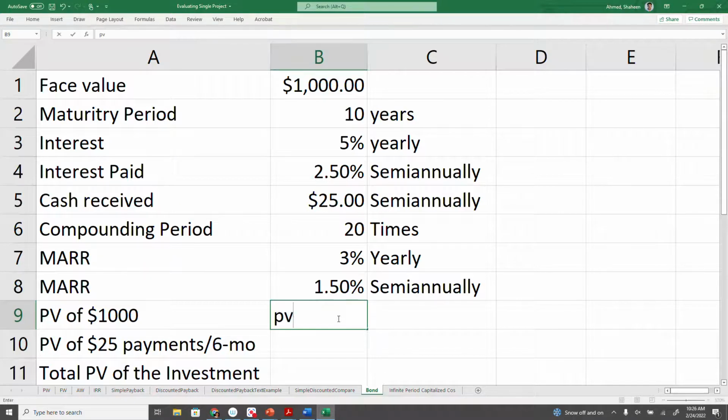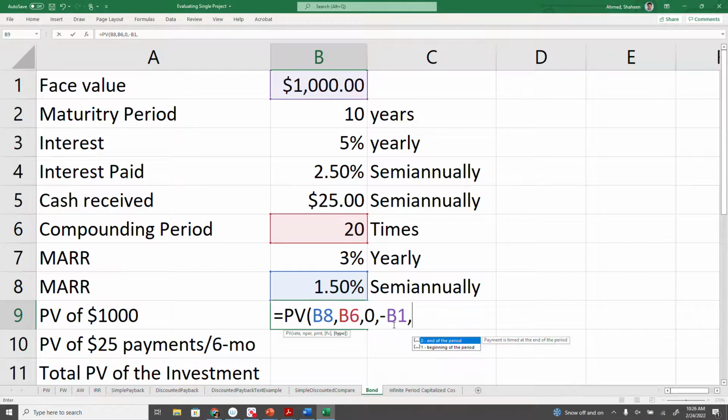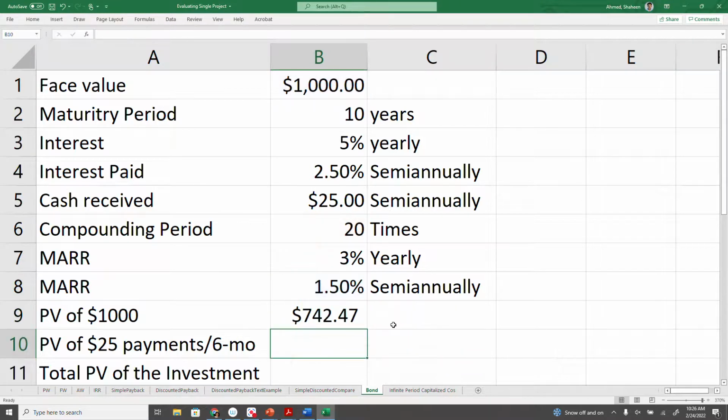So simply you can use the function called PV, and then the rate is the semi-annual rate, 1.5%. Then comma, there are 20 periods in 10 years. There's no payment. We are going to see what the value of this $1,000 is in today's value. I'm going to use a negative sign so it returns a positive value. So that's the value of that $1,000 we're going to receive after 10 years.